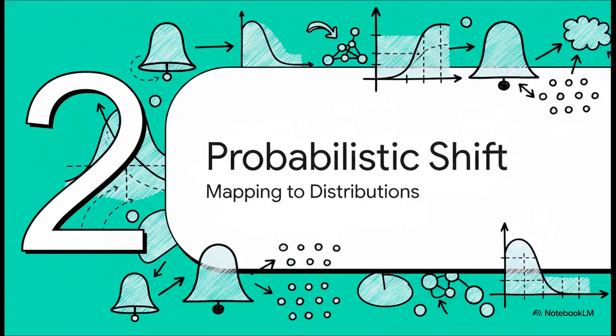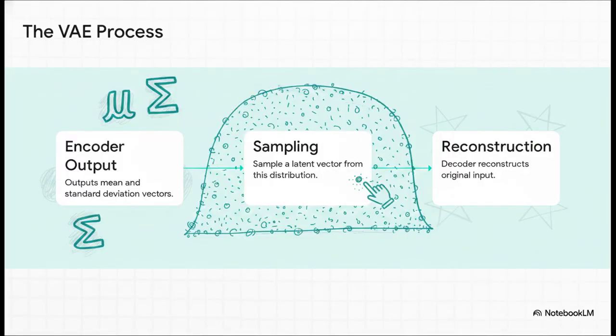Section 2. The probabilistic shift. Mapping to distributions. So, to generate new data, we absolutely need that smooth, continuous latent space. Let's walk through how a VAE pulls this off in 3 steps. Step 1. Unlike the traditional model, a VAE's encoder doesn't spit out a single vector. Instead, it outputs 2 things, a mean vector, mu, and a standard deviation vector, sigma. Together, these define a Gaussian distribution in the latent space. Think of it as a fuzzy cloud of probabilities, rather than a sharp, pointy pushpin.